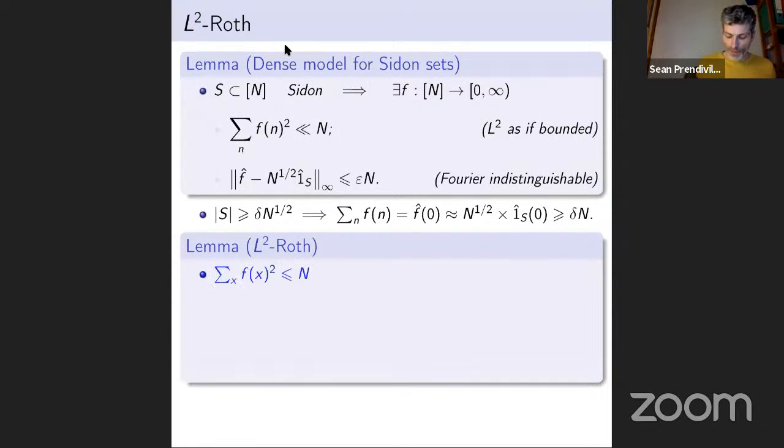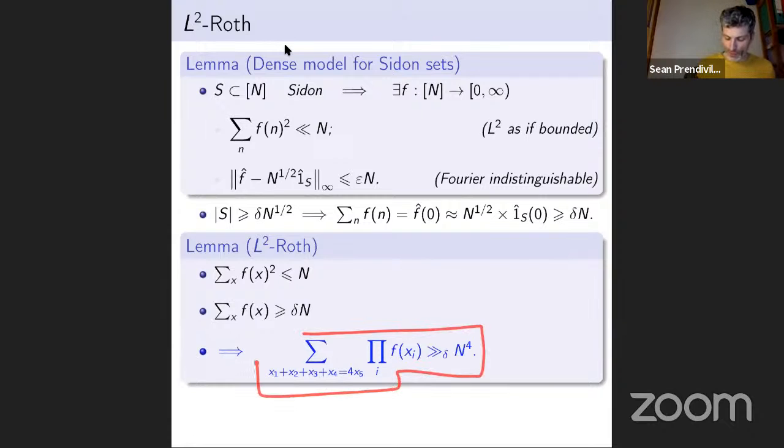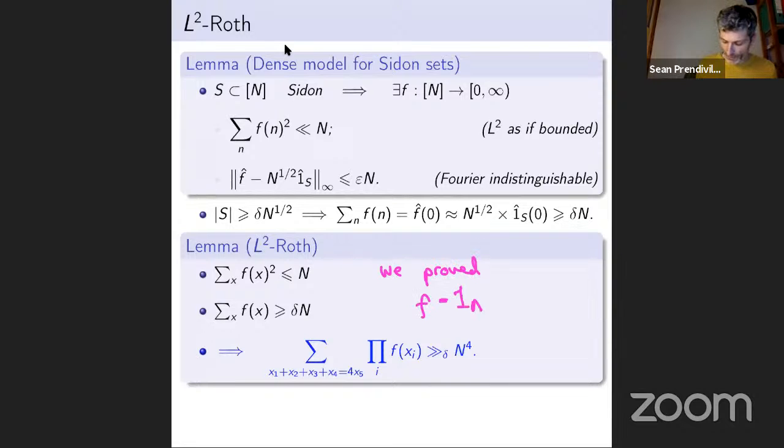So when we have a function with bounded L2 norm and dense L1 norm, we can count many solutions to our equation weighted by this function. So I'm claiming that's the case. So last time we proved this when f is equal to the indicator function of a dense set. And in that situation, this first condition is automatic. And this second condition is just saying that this set A is delta dense.